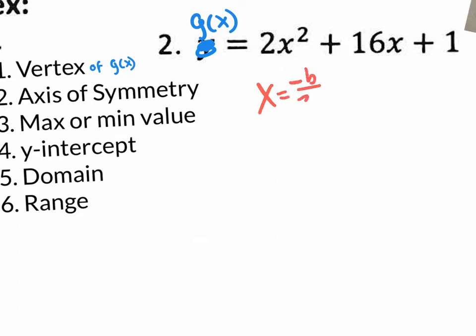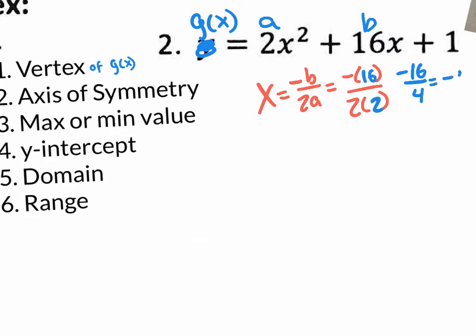equals negative b over 2 times a. And when we use that formula, use parentheses instead of the b and the a. Identify your b, identify your a, and plug them in. 16, 2. We end up with negative 16 over positive 4, which means that our vertex x value is negative 4. Now, if you want the y value, what do you do?